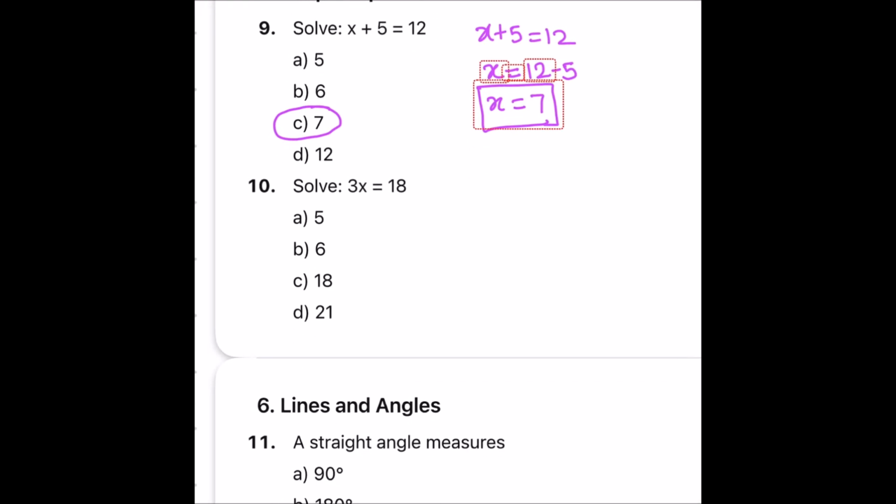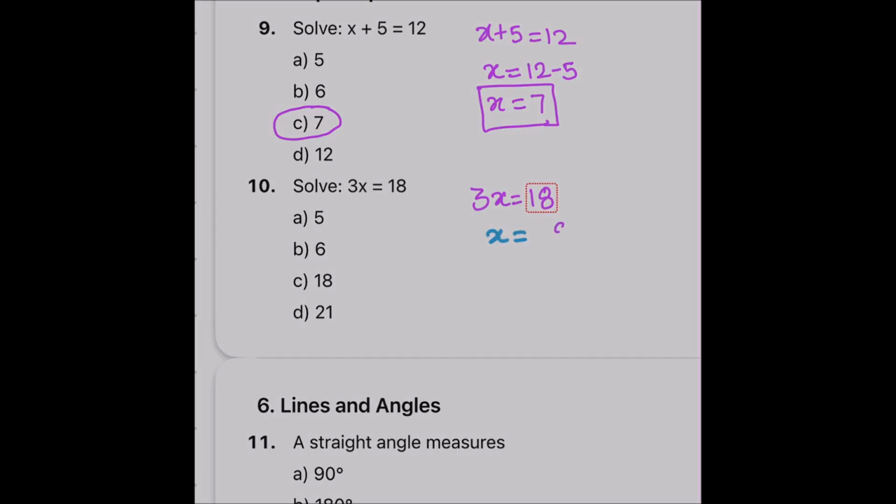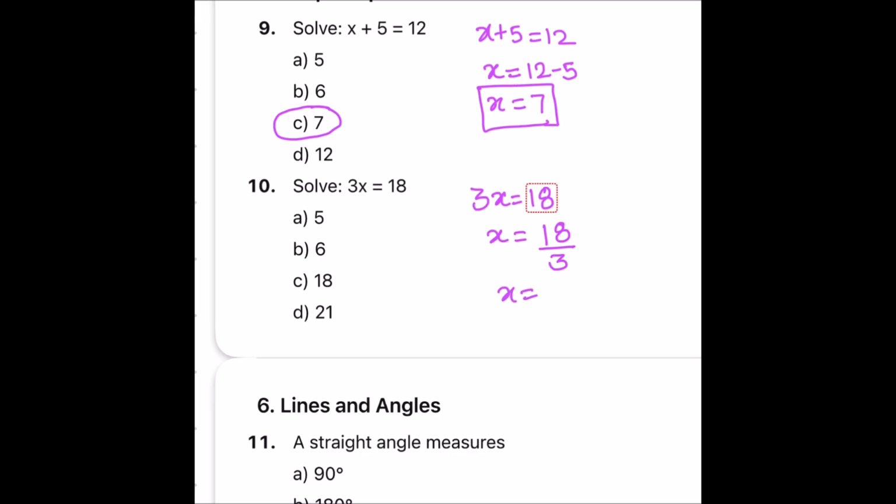Question 10 is solve 3x equals 18. Here we are going to find the value of x. 3 and x are getting multiplied on this side. To find the value of x, we'll divide 18 by 3. So x will be 6. So the final answer will be option B, which is 6.